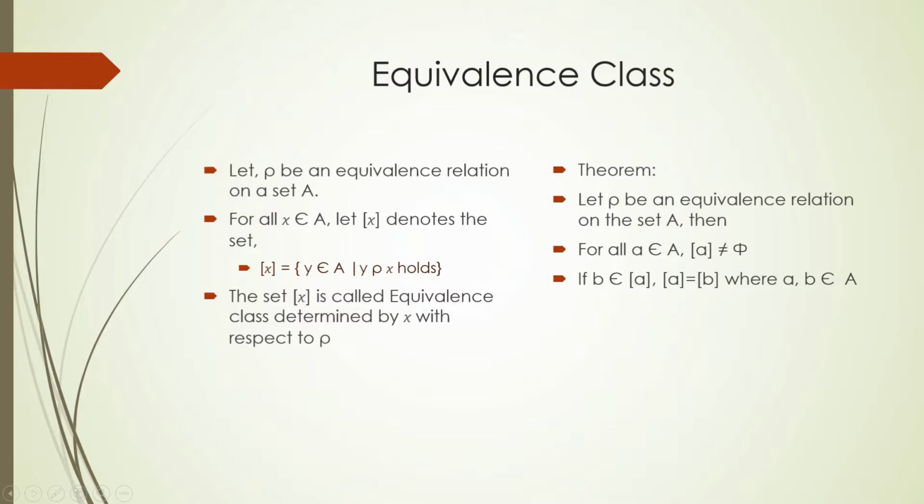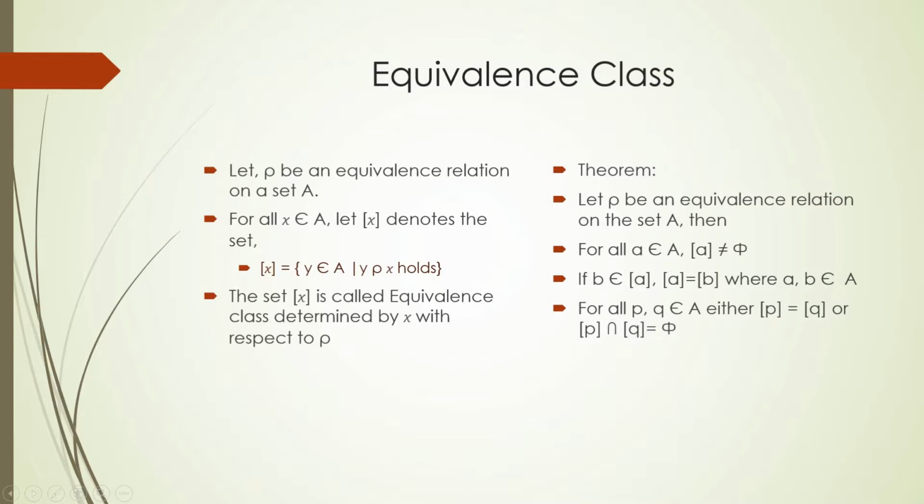The next point is if b belongs to [a], then [a] equals [b], where a and b belong to A. If b belongs to [a], then obviously (b, a) belongs to rho, the equivalence relation on set A. Therefore, if b belongs to [a], obviously [a] equals [b]. Why is it so? The main thing is the symmetric property of an equivalence relation. Since rho is the equivalence relation that we considered, by the symmetric property we can say that [a] is contained in [b], where a and b belong to the set A.